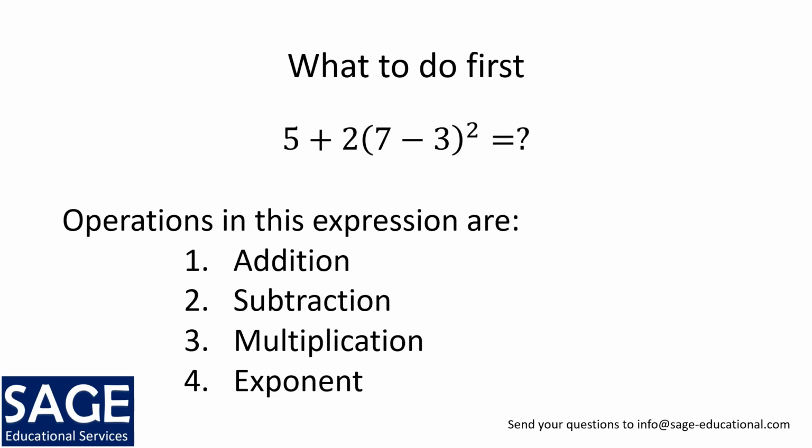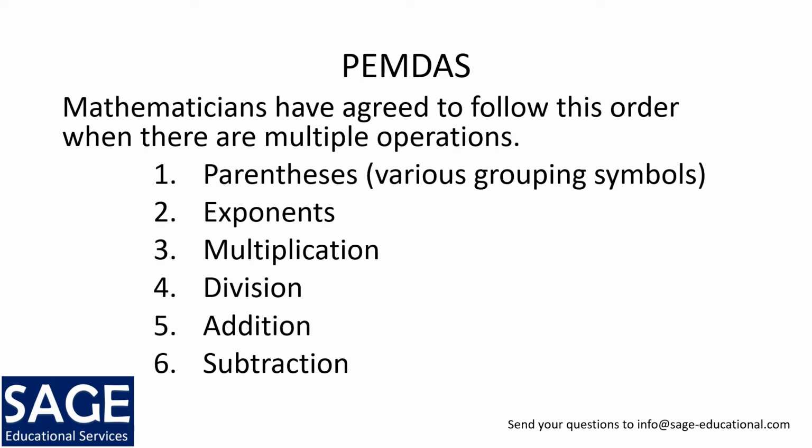So for example, we have this expression: 5 plus 2 times 7 minus 3 squared. We need to figure this out, and there are four different operations that we can see here. There's an addition, that's number one. Then we also have a subtraction, that's number two. Then we have a multiplication, that's number three. And then we also have an exponent, that's number four. So which of these operations should we do first and which one should we do later? So let's go ahead and see what to do with that.